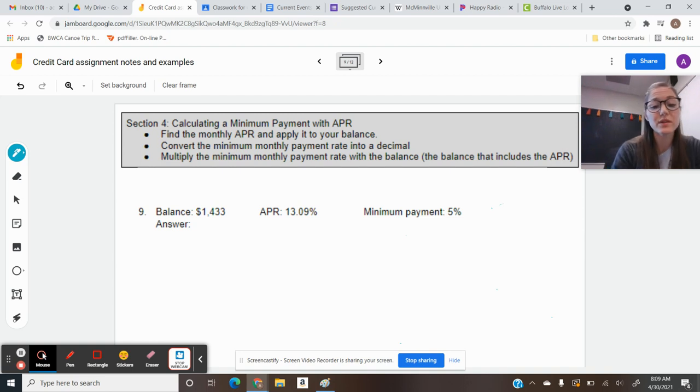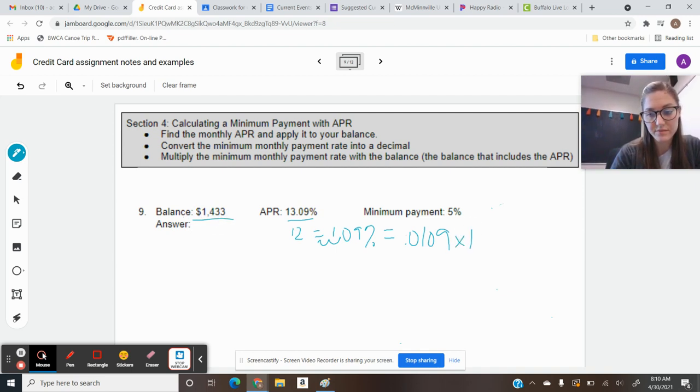Okay, so remember we're going to start by figuring out our monthly APR and applying it to our balance. So we're going to take this 13.09 and divide by 12. And when we do that, we get our monthly percentage rate, which is 1.09. That's the percent extra that we're going to have to pay on our bill just to use our credit card. So now we have to make that into a decimal by moving the decimal point over 2 places to the left. So when we do that, we get 0.0109.